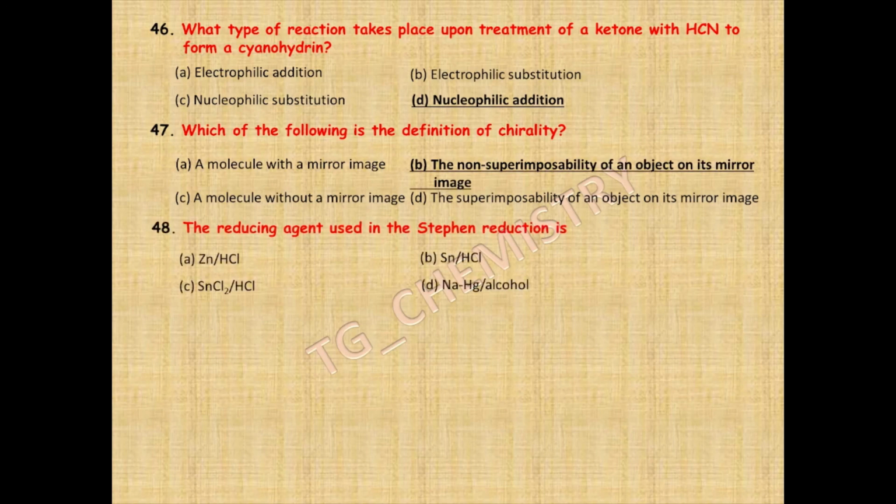Next is, the reducing agent used in Stephen reduction is. So we know that in Stephen reduction, stannous chloride and hydrochloric acid is the combination for the reducing agent. So option C is the right answer.